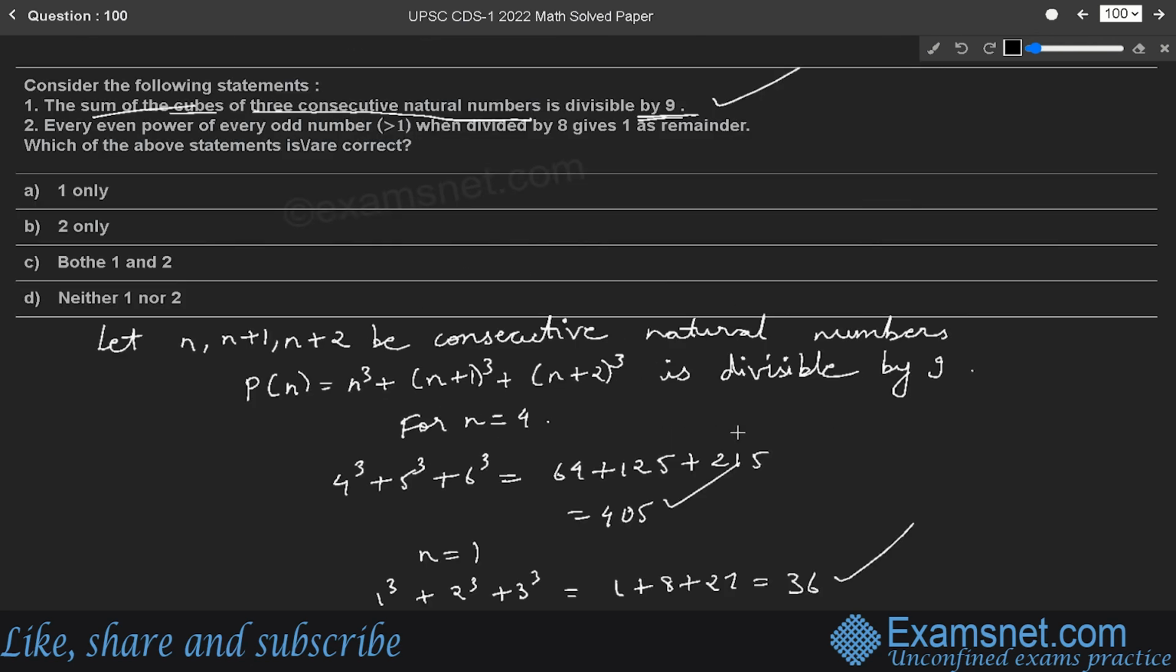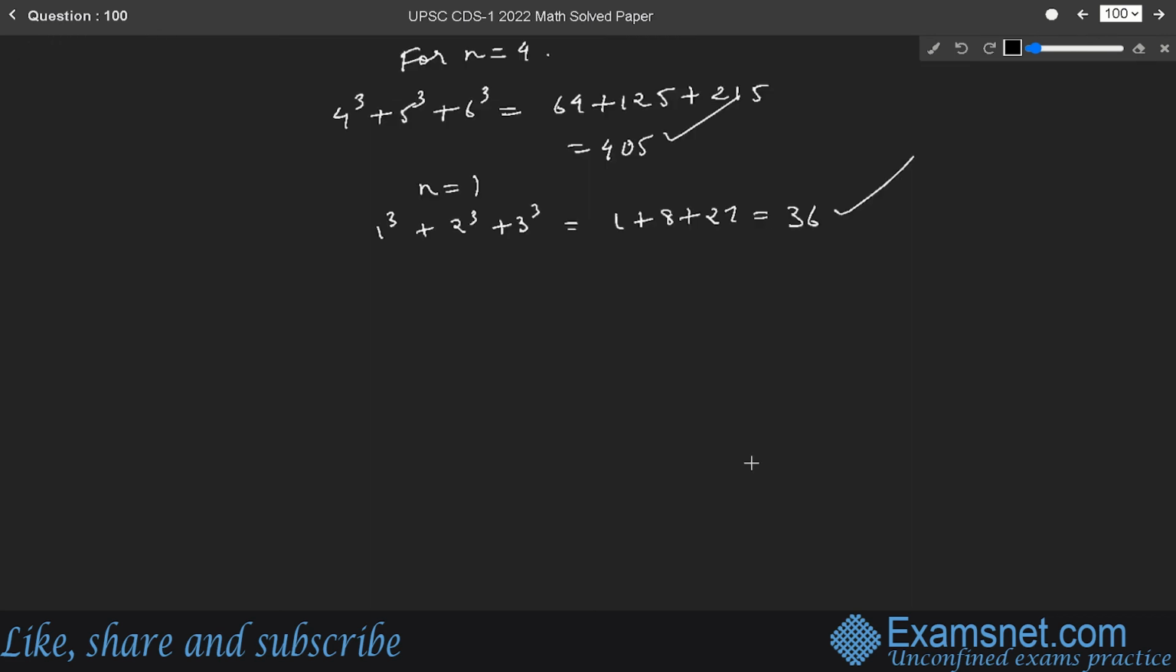The second statement is every even power of every odd number greater than 1 when divided by 8 gives 1 as a remainder. So let us take some numbers: 3 square, 5 square, 7 square. Then we get 9, 25 and 49, which when divided by 8 give 1 as remainder. See, when 9 is divided by 8, then the remainder is 1. Then similarly 25 divided by 8 gives the remainder 1, and 49 divided by 8 gives the remainder 1. Similarly, we can check for any other values also.